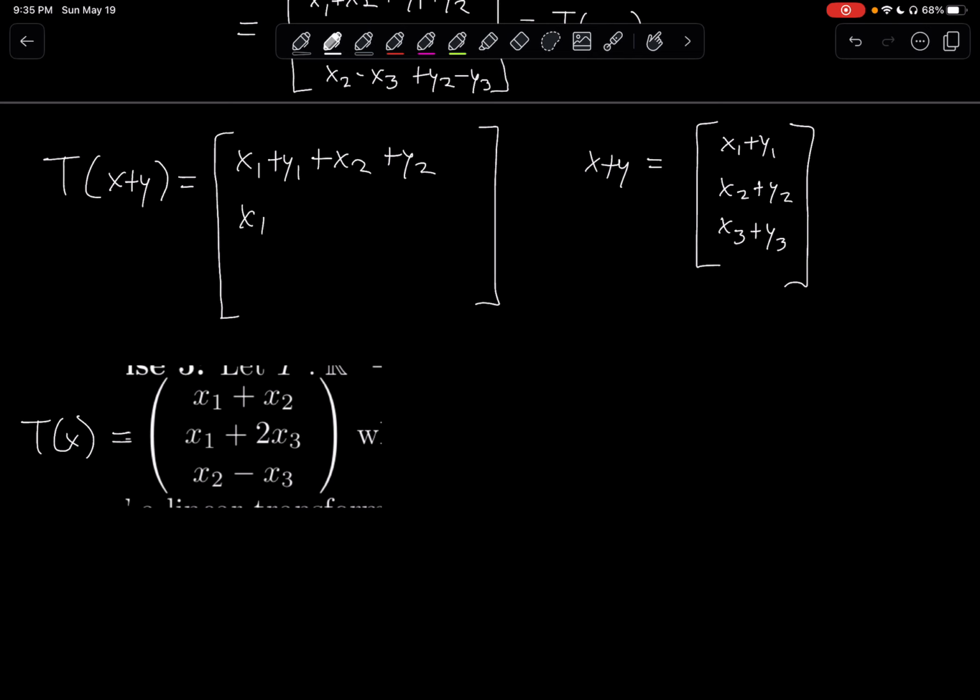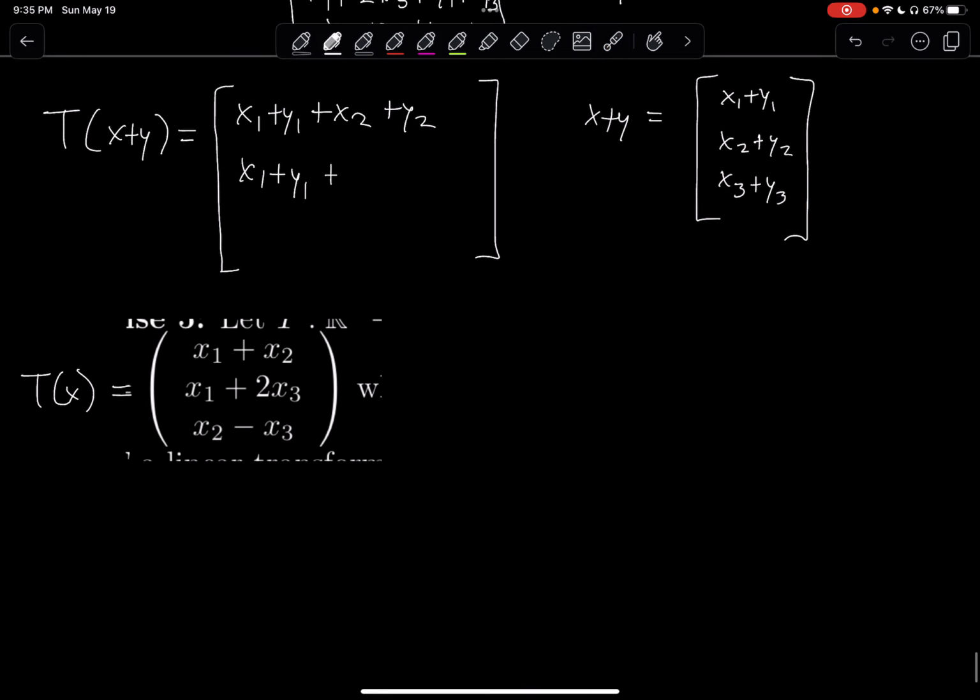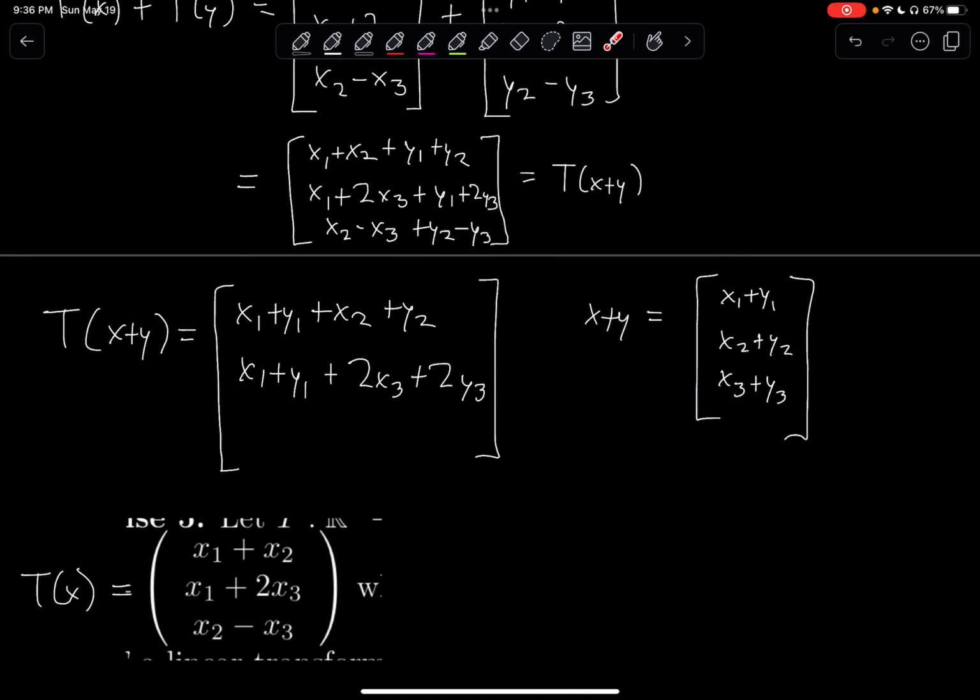I have x1 plus y1. It's going to be plus 2 times this. So what is that really? It's 2x3 plus 2y3. See, I took a 2 here and I just kind of distributed it in, right? Okay, so let's go verify. Does this look like our row, or the corresponding row? So x1, y1, 2x3, 2y3.